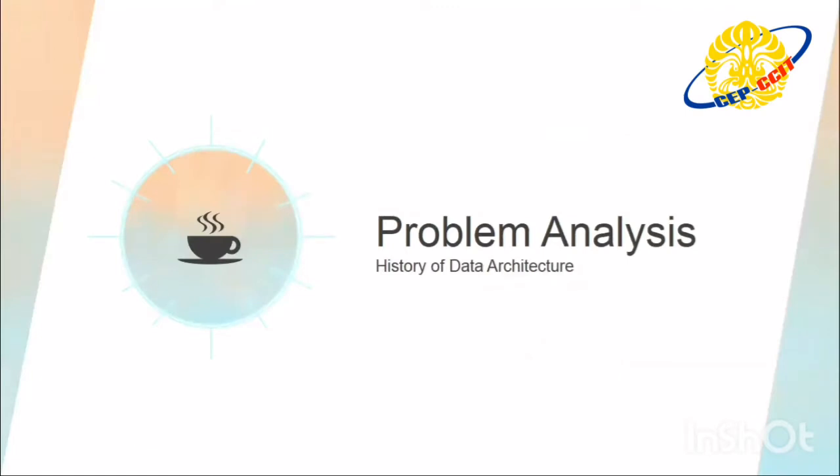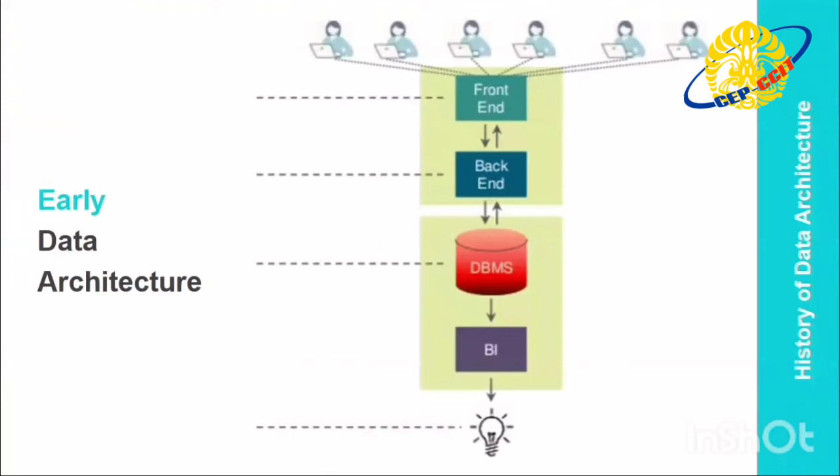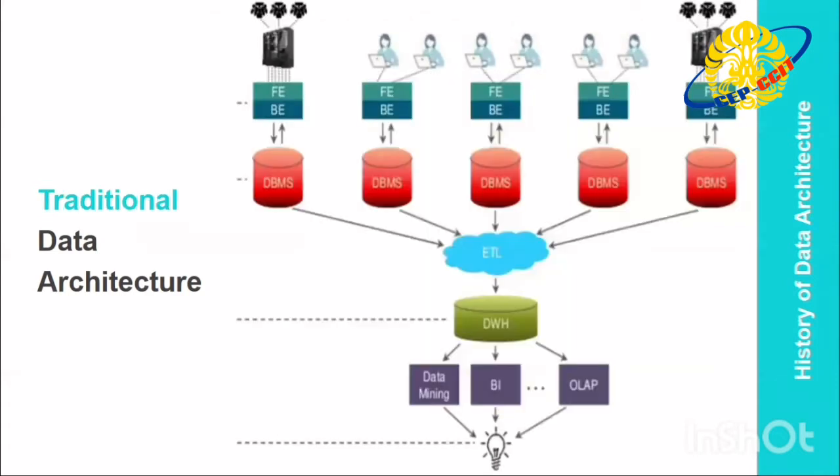Then this is the history of data architecture. The first one is the early data architecture. Early data architecture had no distributed systems. Users were still few and transactions were few, so the whole data could be handled on a single server. Next is traditional data architecture. Over a period of time, when more users got workstations and automated systems started generating data, front-end and back-end systems were split. But this created data integrity problems.